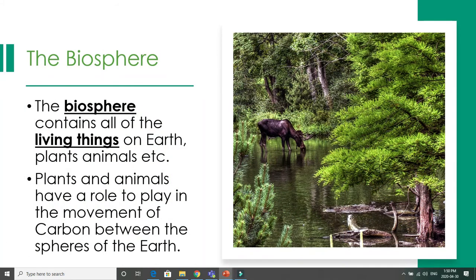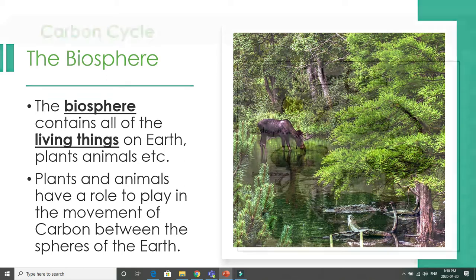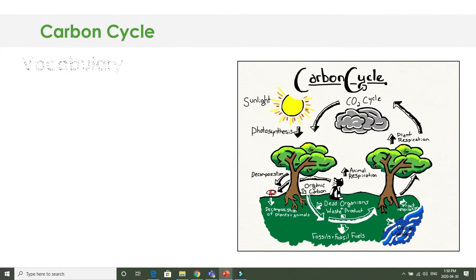So the biosphere. The biosphere contains all of the living things on Earth, plants, animals, etc. Plants and animals have a role to play in the movement of carbon between the spheres of the Earth. So plants and animals are involved in that moving of carbon. So here's our carbon cycle.